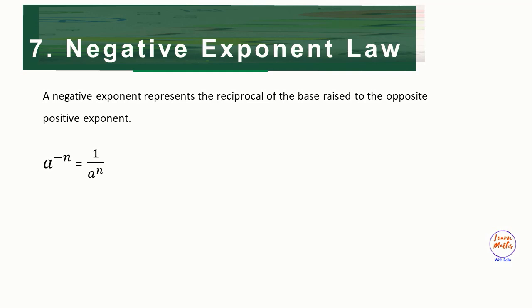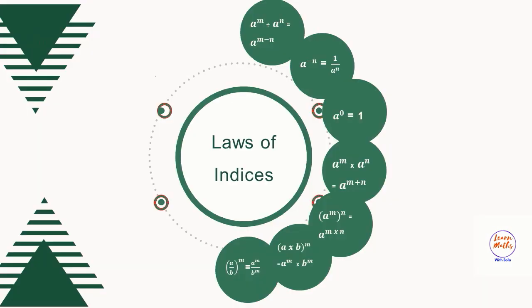If it has a number before or even after, then you can always use that number as a numerator instead of 1. So we have 5 raised to power minus 2 is equal to 1 over 5 raised to power 2, and that is 1 over 25. So those are the laws of indices, and this is a quick recap of it.